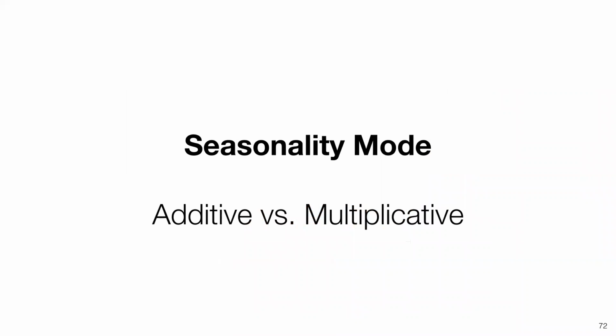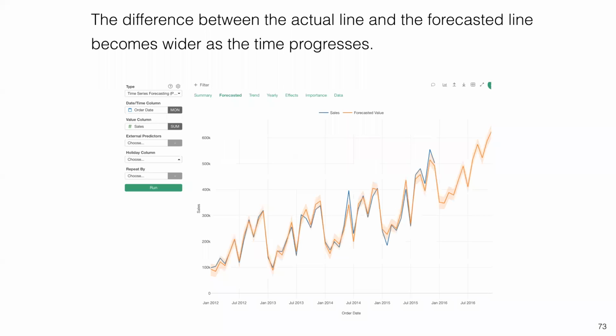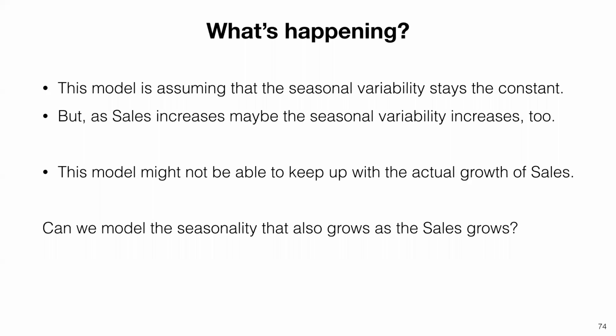So there are two concepts: the additive seasonality mode and the multiplicative seasonality mode. The additive model assumes the seasonality variability stays constant. That means if we have 4 years of data, the yearly seasonality or weekly seasonality will repeat every week or every year, and that is constant. That's basically additive seasonality. But the problem is the data we have is sales, and typically sales is not really additive. It's more multiplicative.